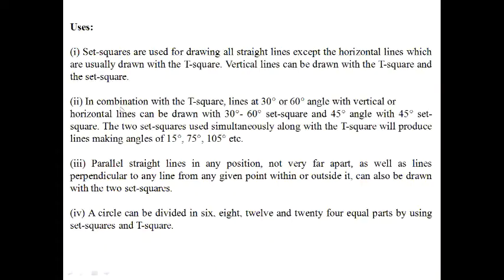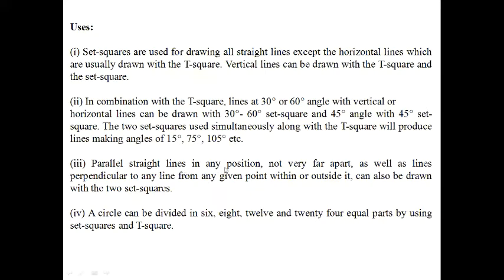In combination with the T-square, lines at 30 degree and 60 degree angles with the vertical or horizontal line can be drawn using the 30-60 set square, and 45 degree angles with the 45 degree set square. Also, using these two set squares simultaneously along with the T-square, we can produce angles of 45 degree, 75 degree, 105 degree, etc.